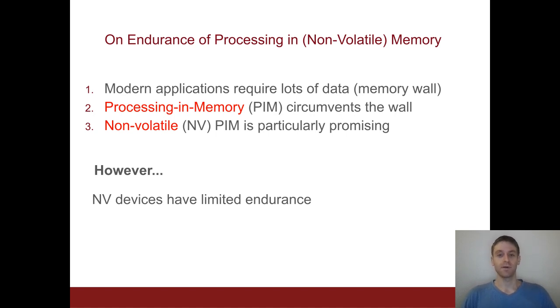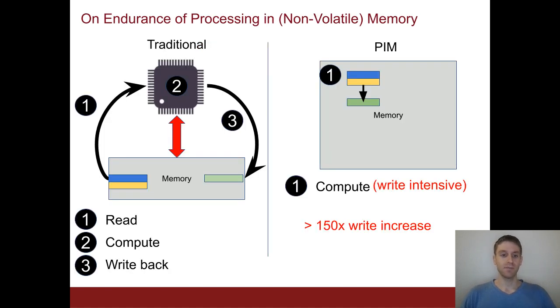Unfortunately, as we show in this paper, processing in memory makes this problem a lot more difficult to solve by introducing additional complications. First, processing in memory will greatly increase the number of writes for a given application. Traditional architectures only need to write to non-volatile memory in order to store their final results. Conversely, processing in memory, since it's doing the computation in the memory itself, all of its operations will write to non-volatile memory. And this results in orders of magnitude more writes.